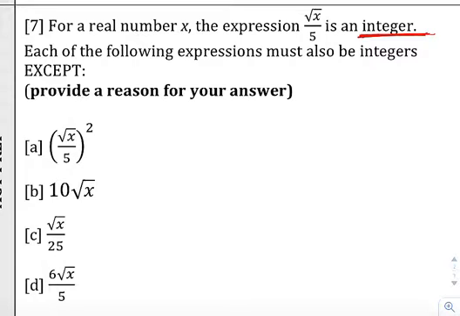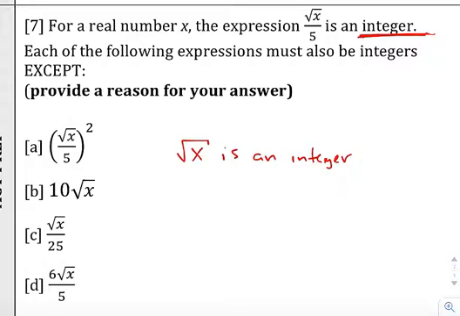So that means when I take the square root of x and divide it by 5, I get a positive or negative whole number. No decimals, no fractions. So that tells me something really important. That means square root of x is an integer too. So whatever square root of x is has to be a positive or a negative whole number. In this case, just a positive.